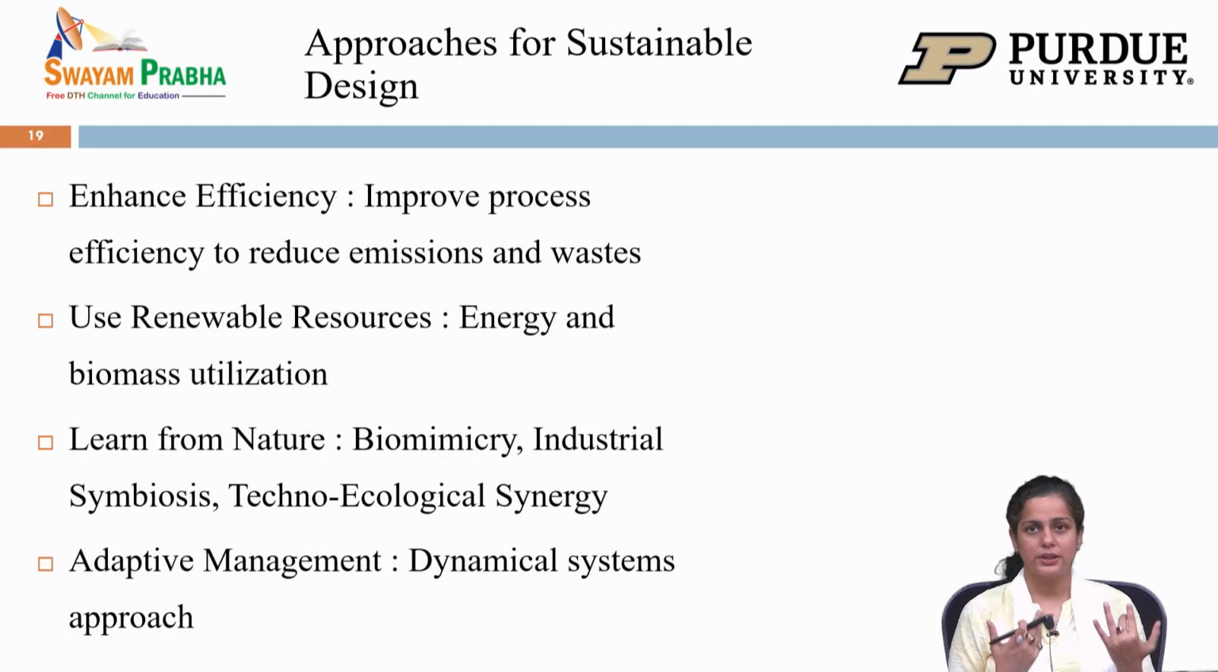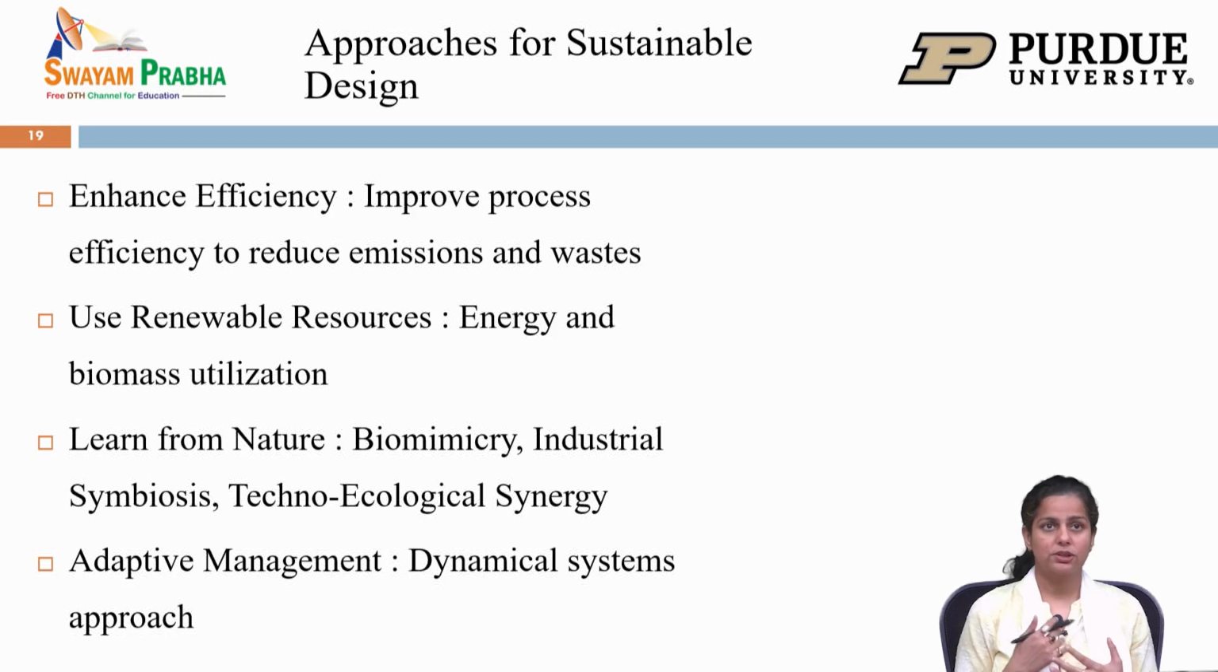One, which is very easy and which people have adopted, is enhancing efficiency and using renewable resources, which is part of our environmental strategy, energy and biomass utilization. Learning from nature, which is where industrial symbiosis, biomimicry, and techno-ecological synergy come in, and then adaptive management, like can the systems adapt, which is more of a dynamical systems approach. We will not go through everything in this course. We will learn mostly the techniques of industrial ecology, life cycle analysis, and footprint method. But when you think about sustainable designs, these are some of the key points that you can actually focus on.